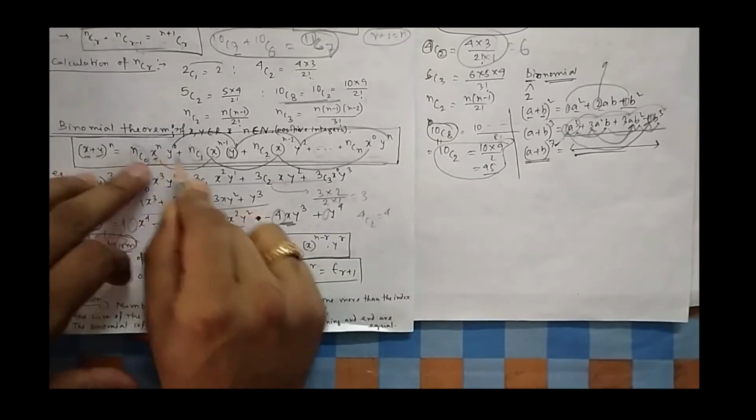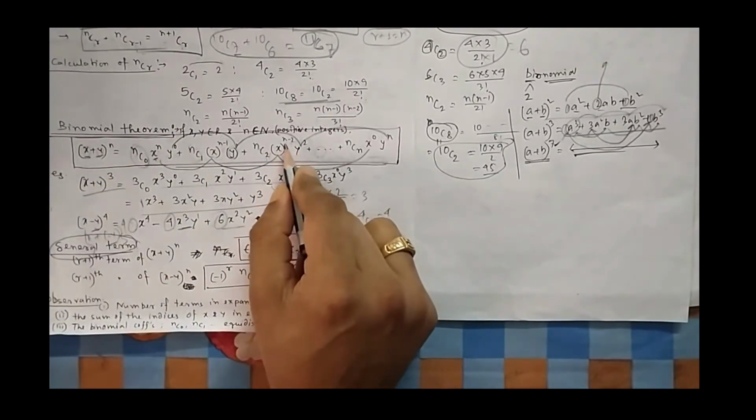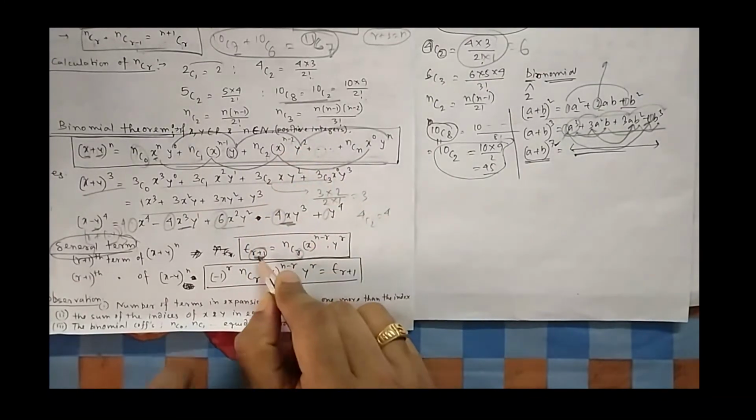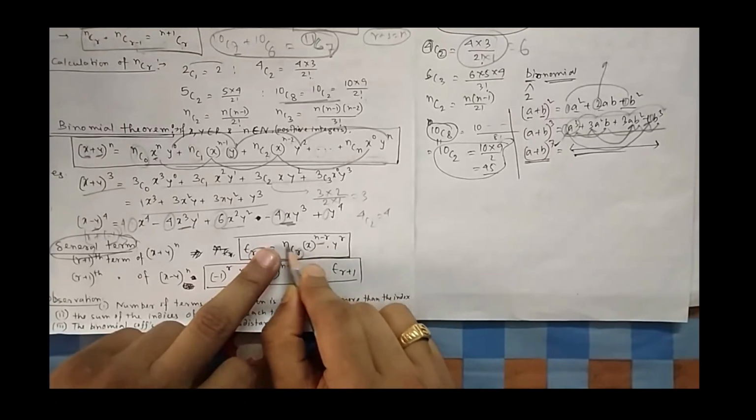Here it is full n. Here it was n minus 1, n minus 2. In the third term it is n minus 2. So in the fourth term it will be n minus 3. So in the r plus 1 term it will be n minus r. So this is the difference between these two.